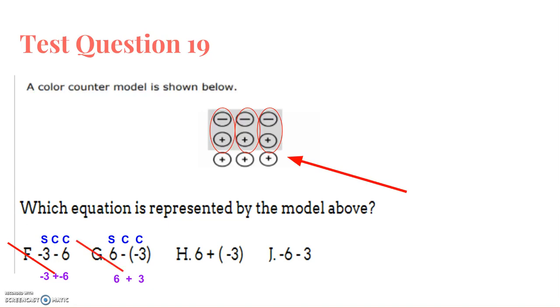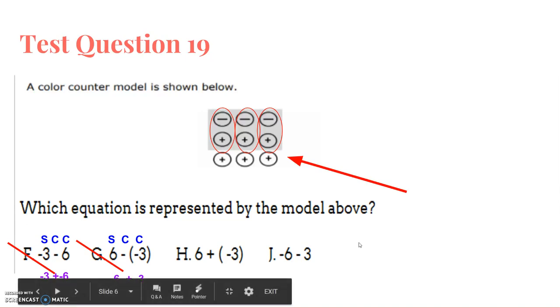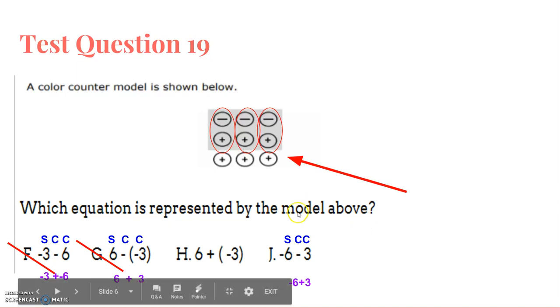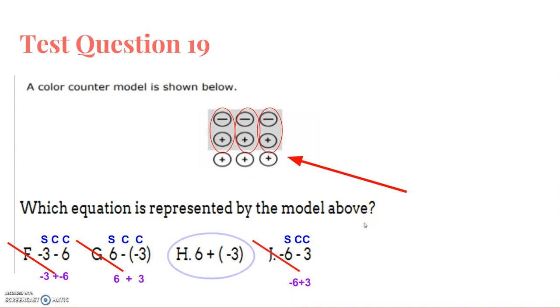So it's between H and J, so I'm going to try J. I'm going to do save, change, change again. That becomes -6 plus a +3, which means that my answer is going to be a -3, but I ended up with a +3, so J cannot work as well. So that must mean my answer is H. I see 6 positives and 3 negatives, and when I take away my 0 pairs, I am left with 3 positives. So that is the correct answer.